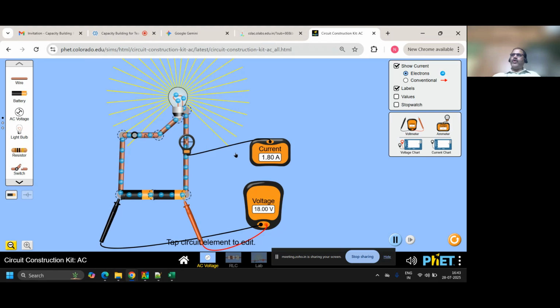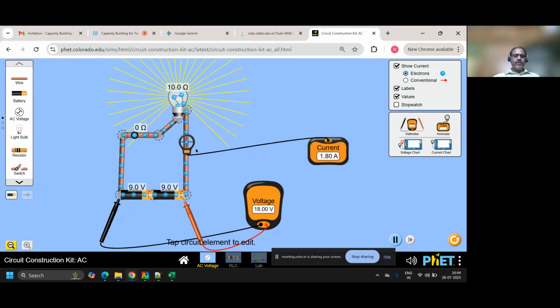Where is the resistance? The resistance is in the filament. I click on these values, and you can see 10 ohms. This battery is 9 volts, this battery is 9 volts. This is 10 ohms. Current is 1.8. Voltage is 18. Now let me do one more thing.